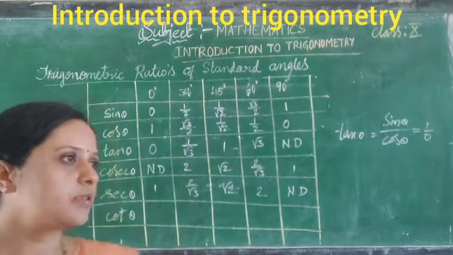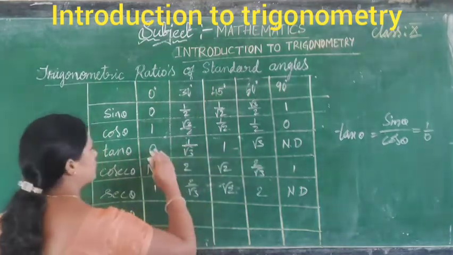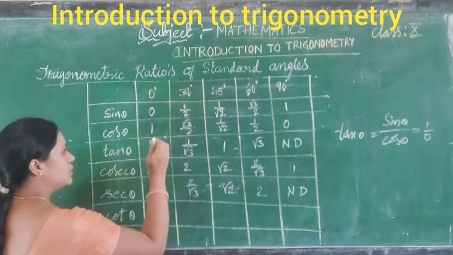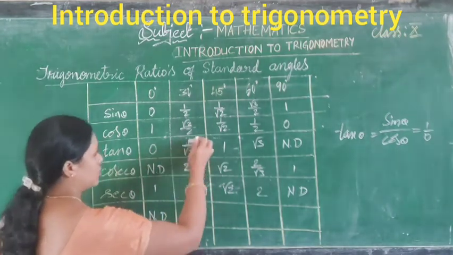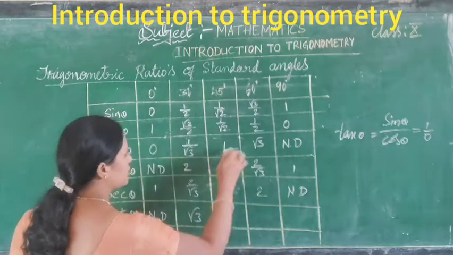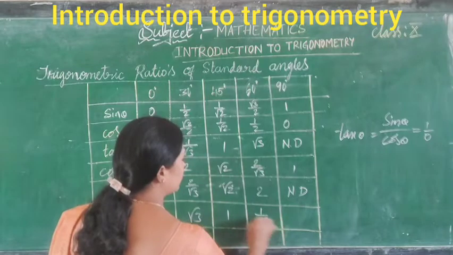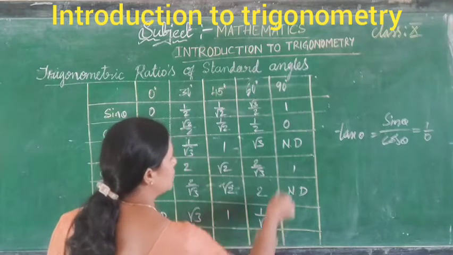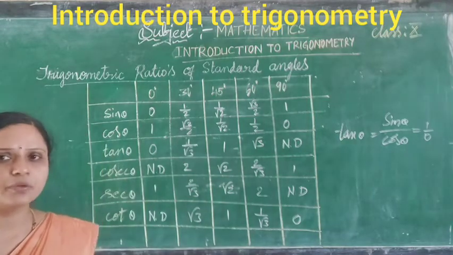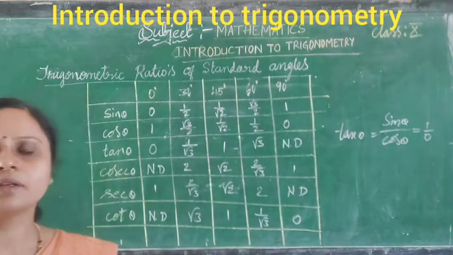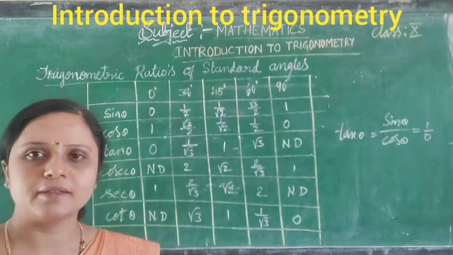Angles of cot theta. So cot theta is equal to, we write all the trigonometric ratios as reciprocals of tan theta. So reciprocal of 0 means not defined. So reciprocal of 1 by root 3 is root 3. So reciprocal of 1 is 1. Reciprocal of root 3 is 1 by root 3. So anything not defined means it becomes 0. So in this way we can remember all the trigonometric values of different specific angles. Okay.